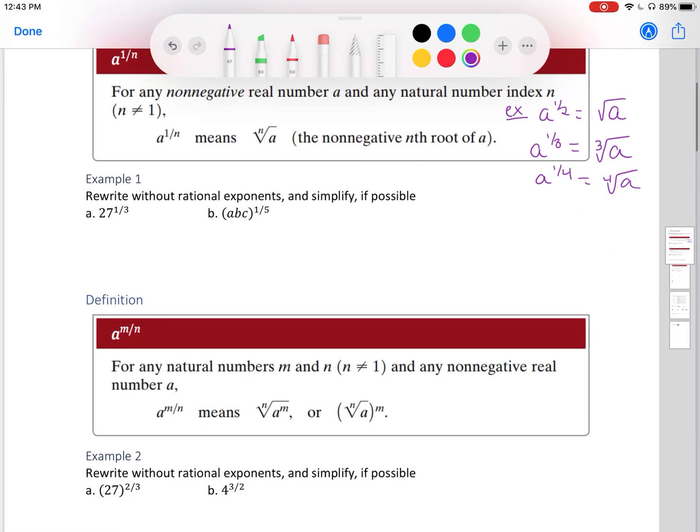Example 1. Rewrite without rational exponents and simplify if possible. So here we have 27 raised to the 1/3 power. So this would be the cube root of 27. Can we evaluate this? Can we find the third root of 27? Yeah, we know that 3 to the 3rd power is 27. So our answer for this one would be 3.